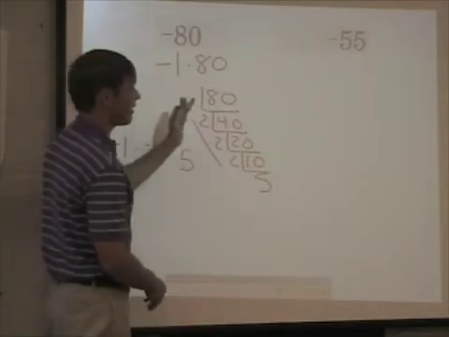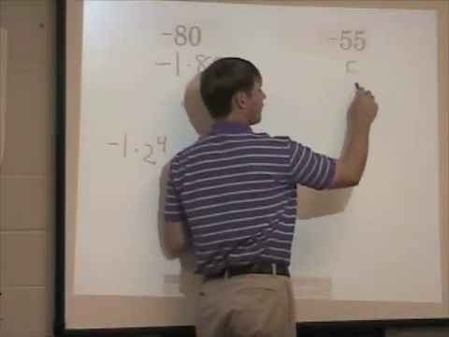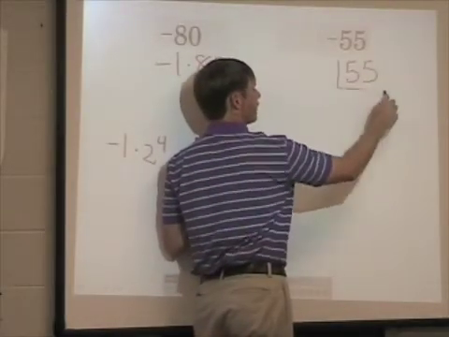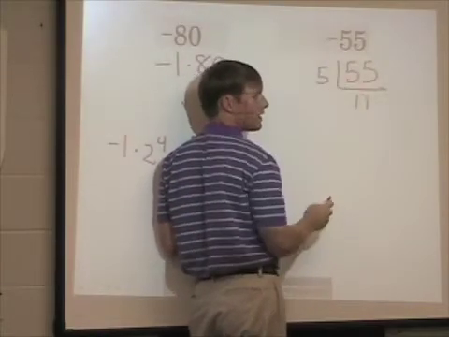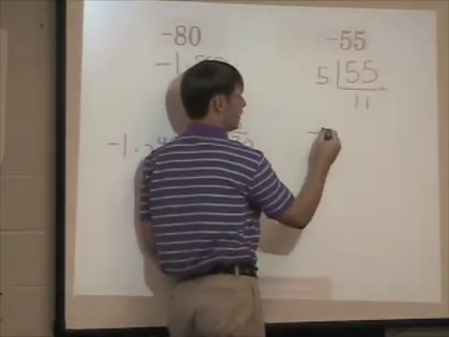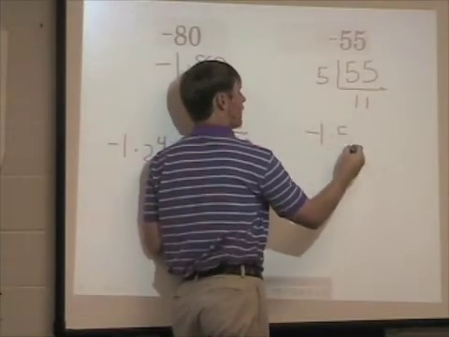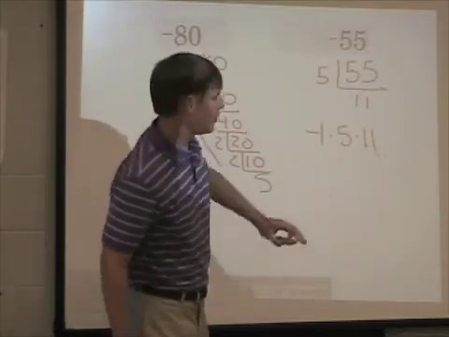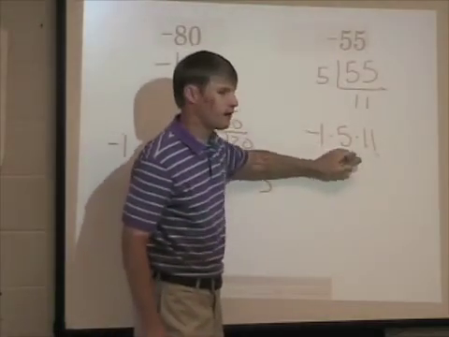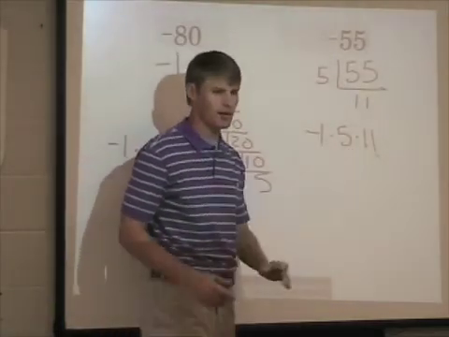You do the second example just the same way. You find the prime factorization of 55, which is 5 times 11. And then you multiply negative 1 times it. So it would be negative 1 times 5 times 11. Okay, so here's your prime factorization of negative 55. Negative 1 times 5 times 11.